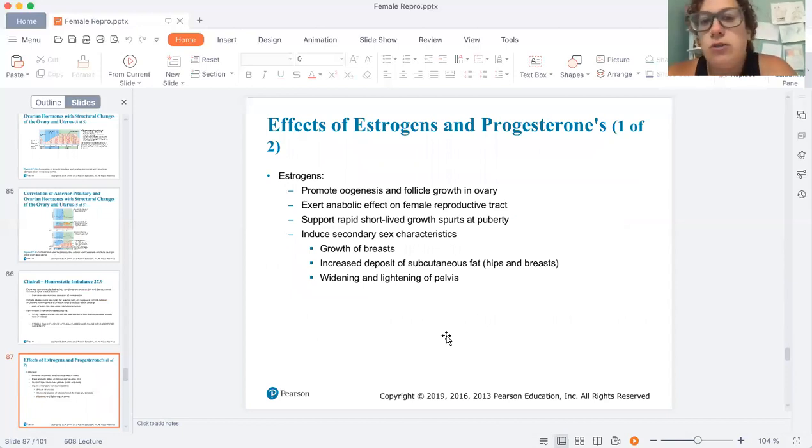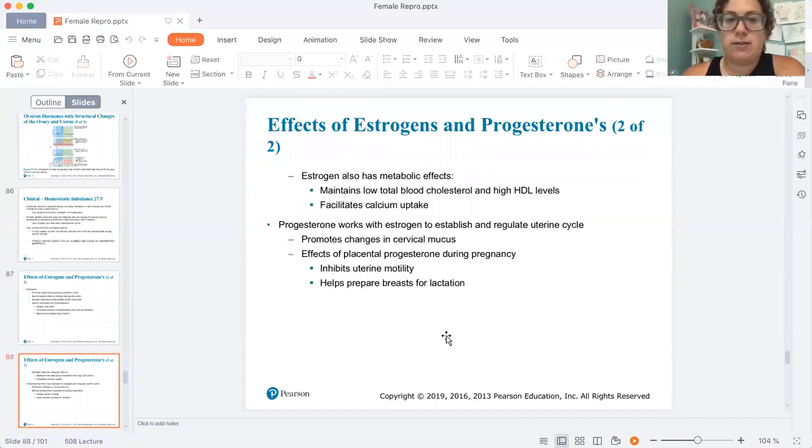And what does estrogen do to the body? When it's in high enough amounts, it's going to promote oogenesis and follicular growth in the ovary. It has a little bit of an anabolic effect on the female reproductive tract. It supports rapid short-lived growth spurts in puberty, and it causes the secondary breast characteristics. Whether biological female or transition male to female, if we put estrogen in the body, it's going to grow breasts, increase adipose tissue around the hips, and cause widening and lightening of the pelvis.